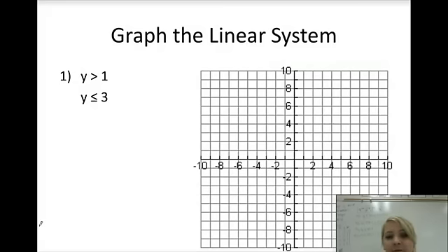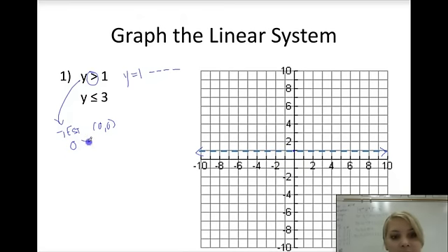Our first inequality, we have y is greater than 1. So we're going to graph that boundary line. Think of it as y is equal to 1. And since we just have a greater than sign, it's going to be a dashed boundary line. So at the y value 1, we're going to have a dashed line. And then we're going to take a look at where we would shade for that particular line. So I'm going to test 0, 0. Once again, it doesn't lie on the boundary line, so I can test it. So I'll get 0 is greater than 1, which is false. So I'm shading on the other side. So I'll be shading up.